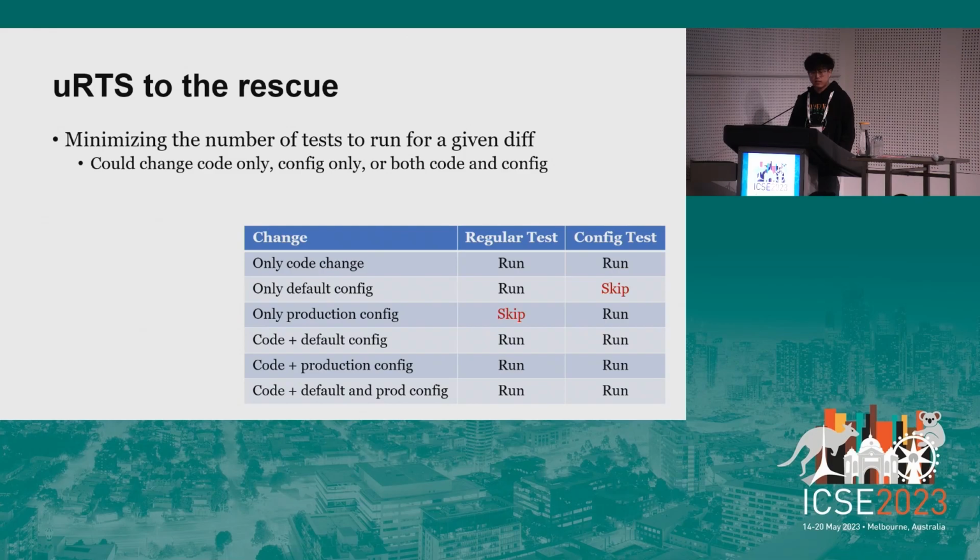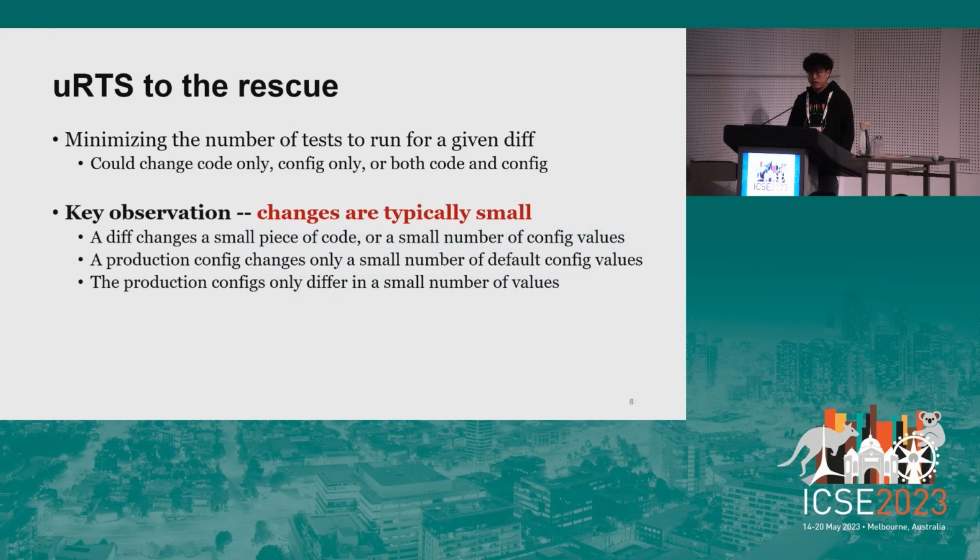Our key insight in designing URTS is that changes are typically very small for both code and configuration. Here we have three main observations. First, a difference changes a small piece of code or a small number of configuration values. Second, a production configuration changes only a small number of default configuration values. Third, the production configurations only differ in a small number of values. We designed the selection strategy based on these three observations. I will describe it in the later slides.